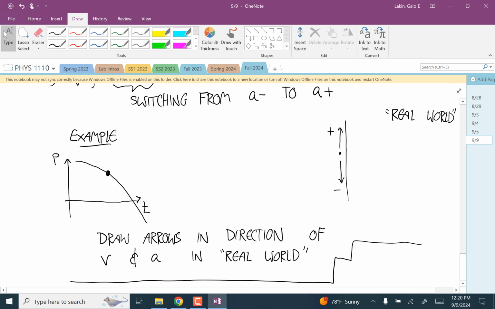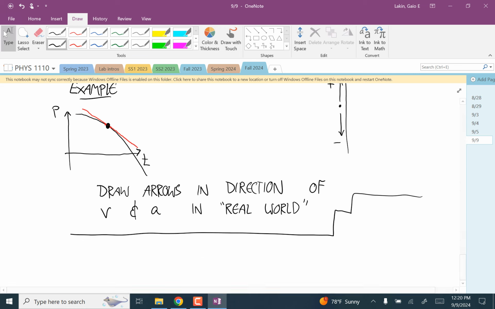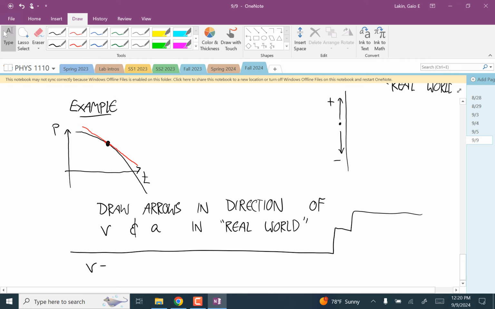Okay, let's do velocity first. So a tangent line at this point looks something like that. Is the slope of that tangent line positive, 0, or negative? Negative. And so the velocity now in the real world is going in the negative direction. Okay? The negative direction is down. And so the velocity is this way. Okay? Are you with me on that?